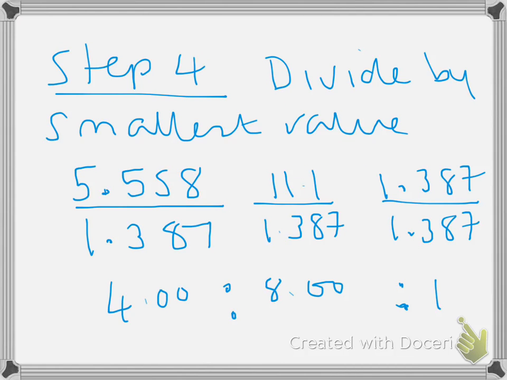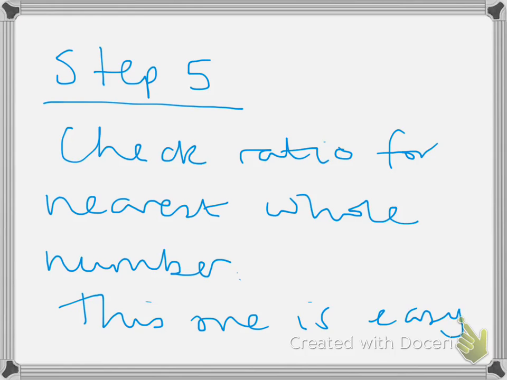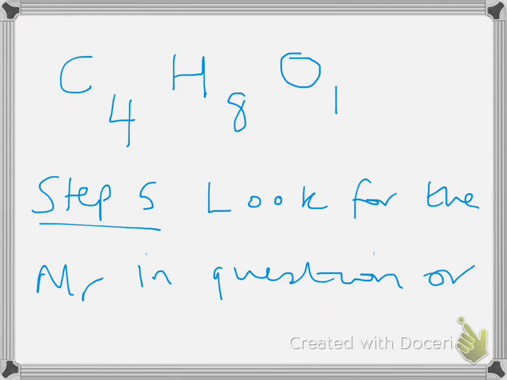Step 4, divide by the smallest value. So obviously the smallest value in this case is 1.387. So I'm going to divide each number individually by 1.387. So that comes as 4.00 to 8.00 to 1. In this case it's quite a straightforward one, but we can check the ratio for the nearest whole number. So the nearest whole number for carbon is 4, for hydrogen is 8 and oxygen is 1.